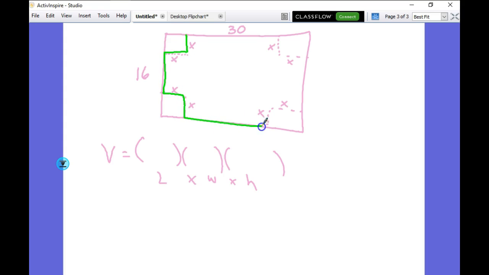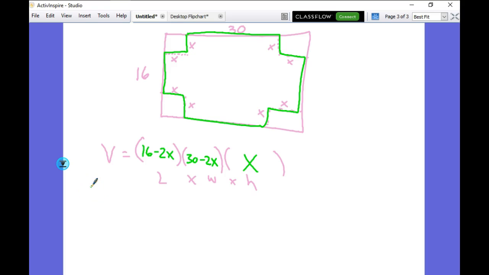Well, if you guys can imagine, this is what I'm actually looking at right here. This is what's left after we cut out those squares, right? Okay, so if I fold that up, what's the height of my box going to be? X. The x is the height of my box. Now my width, the cardboard used to be 30, but I took x off of both ends. So my width will now be 30 minus 2x. And my length will be the same thing. It used to be 16, but now it's 16 minus 2x.